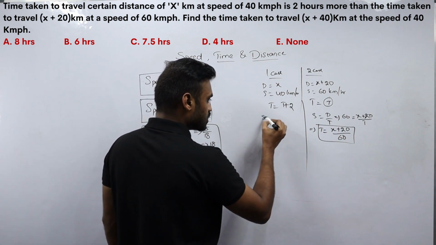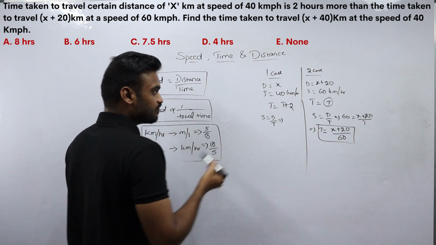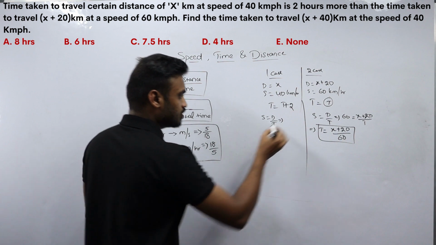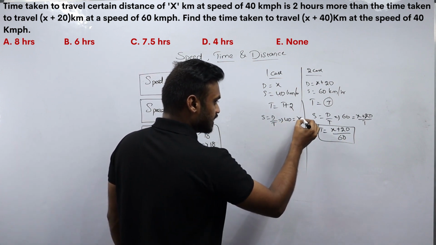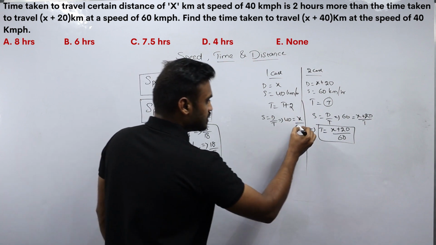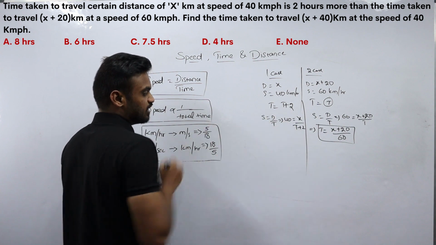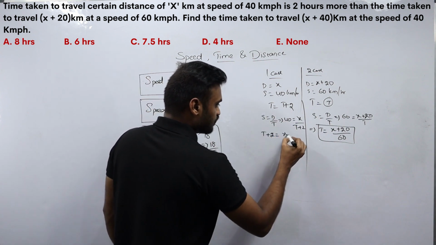Now let's come to the first case. Speed equals distance by time. The distance here is x kilometers and the speed is 40 kilometers per hour. So 40 kilometers per hour equals distance x by the total time t plus 2. Now if I send t plus 2 to the left-hand side, I get t plus 2 equals x by 40.